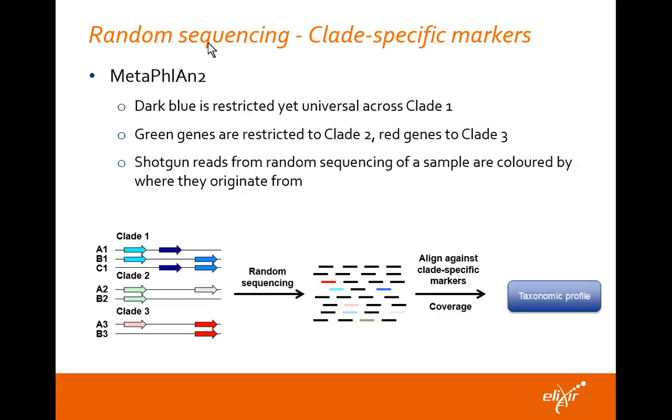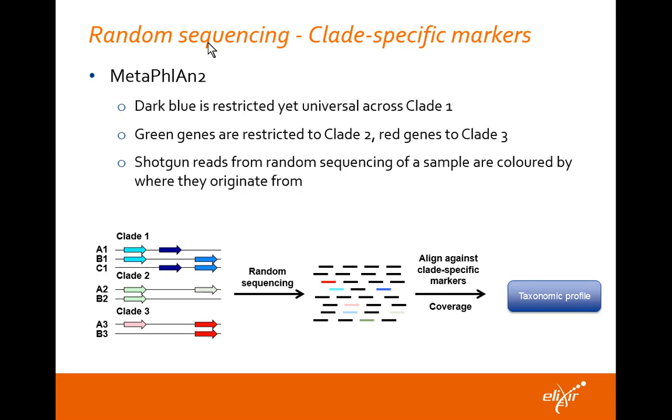Okay, just a quick sketch of how this works. If you imagine 3 different clades, and there are different species within those clades. This species here, A1 in clade 1, has 2 genes, and B has 1 and 2 genes. But all of these blue genes are specific to clade 1. You'll find them in some of them. Similarly, the green ones are specific to clade 2 and the red ones to clade 3.